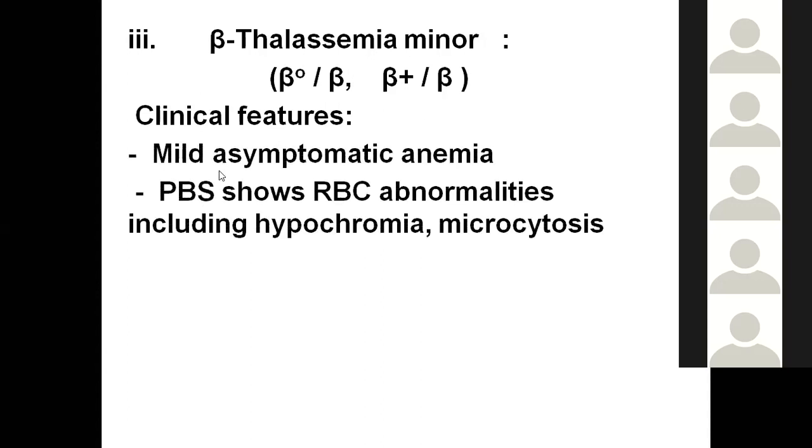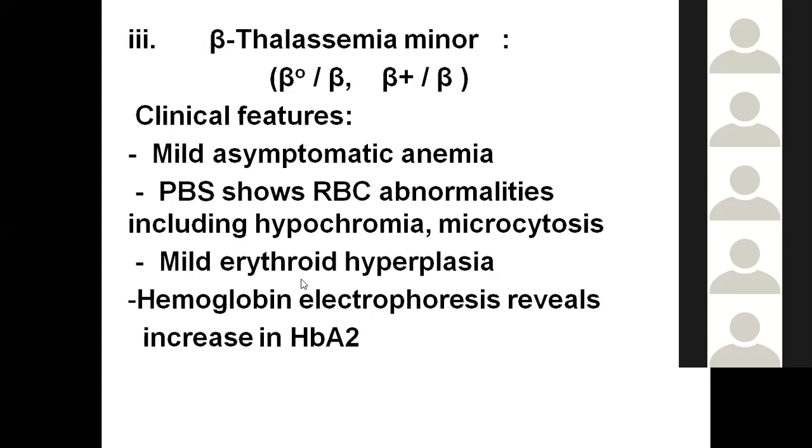What are the clinical features? Mild asymptomatic anemia, कभी हो सकता है, and your blood picture shows RBC abnormalities, including hypochromia and microcytosis. Mild erythroid hyperplasia, okay, but that is going on at high altitude. Hemoglobin electrophoresis reveals increase in HbA2.